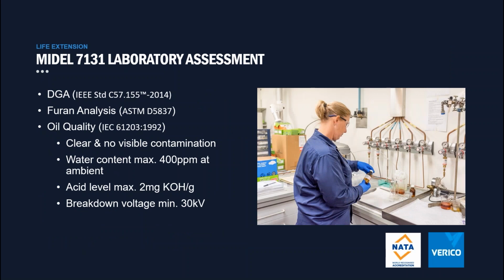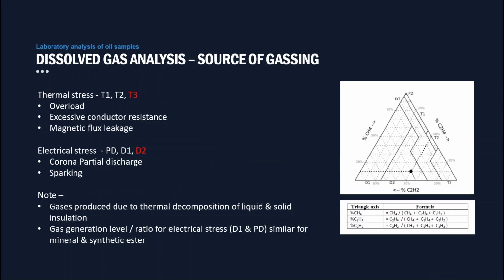So our lab also tests alternative fluids. These are the tests that we can do: dissolved gas, oil quality, furan testing. Each has a particular standard that we use to interpret the numbers, the test data. Like with mineral oil, DGA, dissolved gas analysis, is one of the main tests we perform on natural and synthetic esters. The same gases are produced, but the ratios and the rates of generation can be different. And I factor this in when I do a condition assessment.